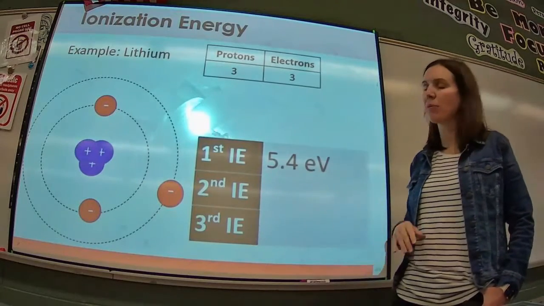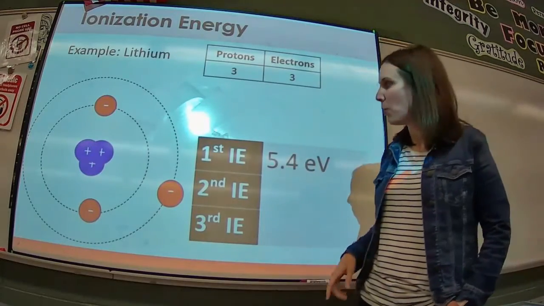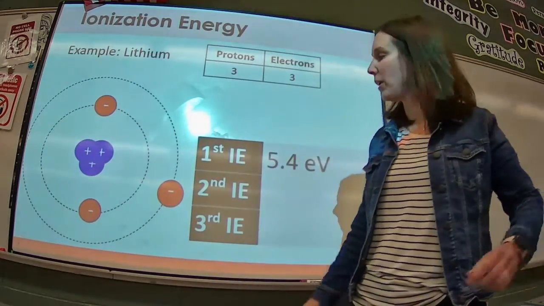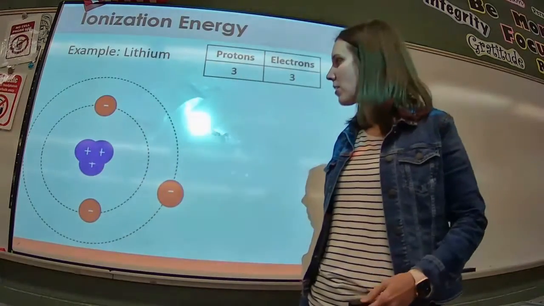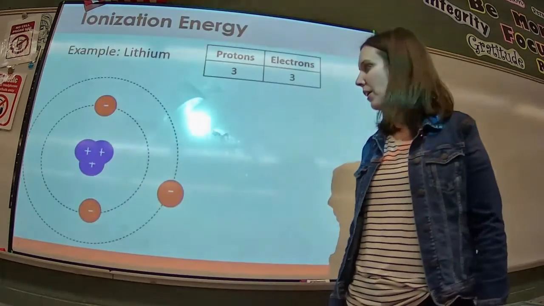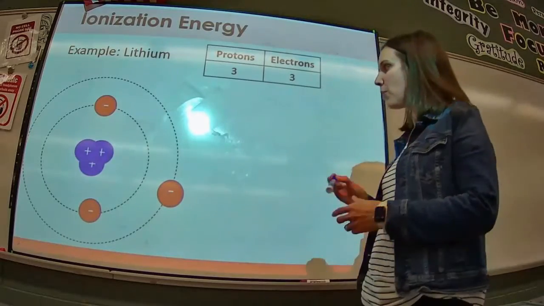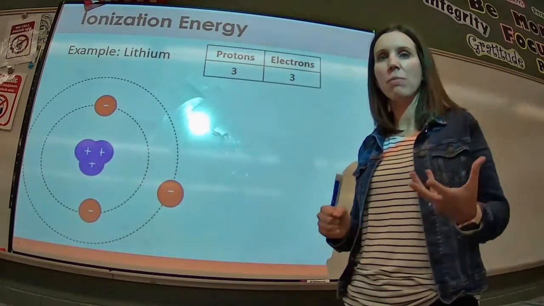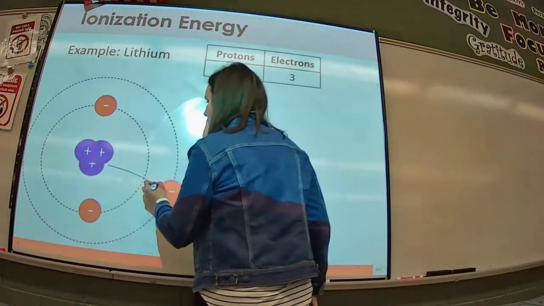And so there's a couple of reasons. Talking about Coulomb's law, there's a couple of reasons for this. One, we can see that the distance between this electron and the nucleus is much further than the distance was between this electron and the nucleus. Okay, so the distance is further, and we know based on Coulomb's law, the greater the distance, the smaller the force of attraction. So we have a greater distance, okay?